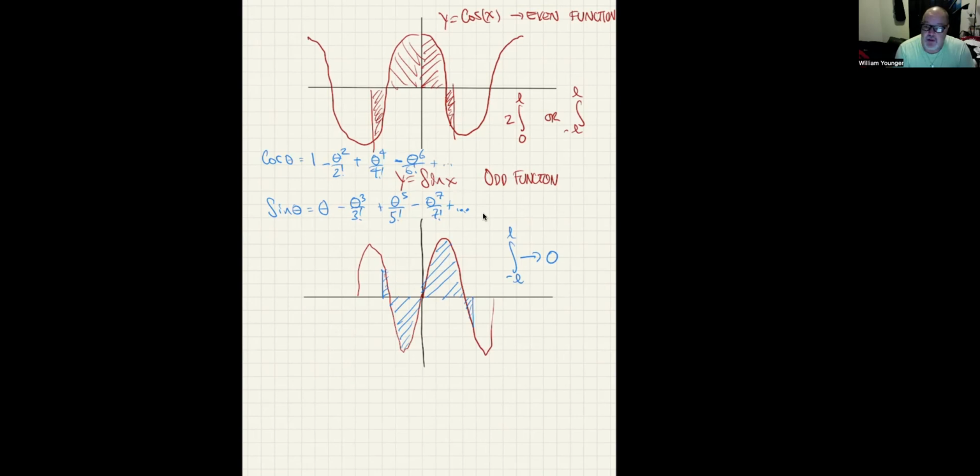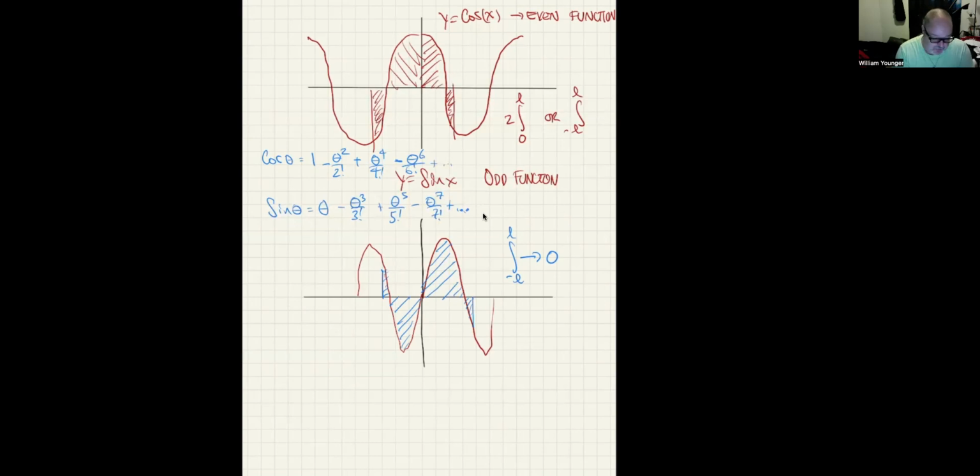You can use that trick a lot whenever you integrate over a symmetric range. If it's an even function, then you can multiply it by 2 and just integrate from 0 to infinity, or from negative infinity to 0. Either one will be fine. If it's an odd function, and you've got a symmetric range, you can automatically just call that integral 0.